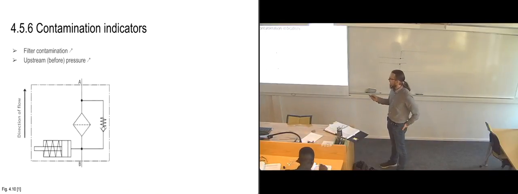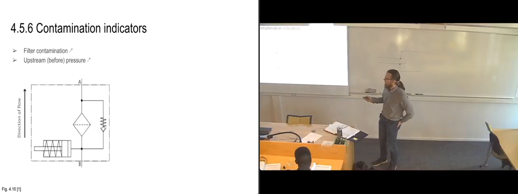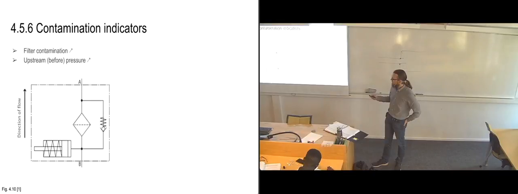So here we have a diagram of a contamination indicator, basically a pressure filter with a contamination indicator. B here is towards our pump and our tank, and the A side goes to our equipment later on, our components in the system, whether it's a motor or a cylinder or whatever. We have the filter in the middle here, and we also have a check valve that allows fluid to pass.